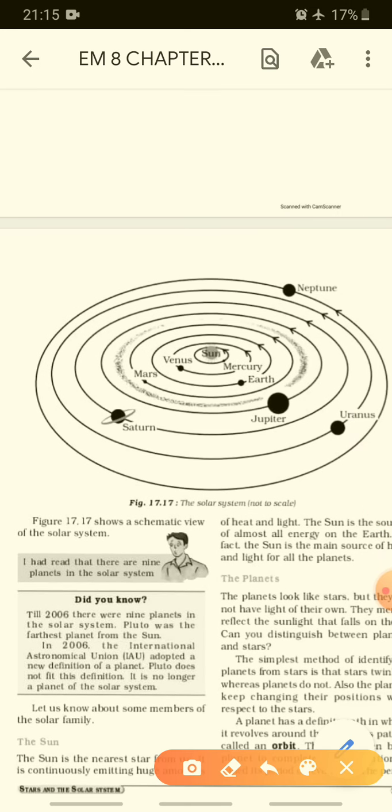So here we discussed how the sun is in the center, how all the planets are moving on their own axis. Mercury we can say is the nearest planet and Neptune is the farthest planet. So we will be starting from the sun.